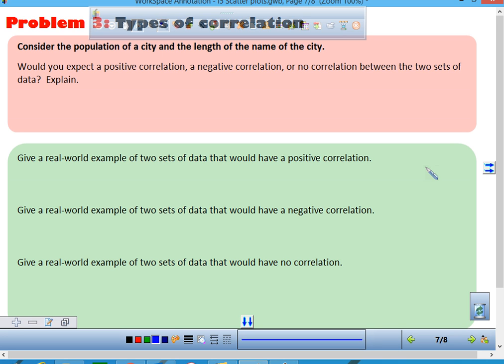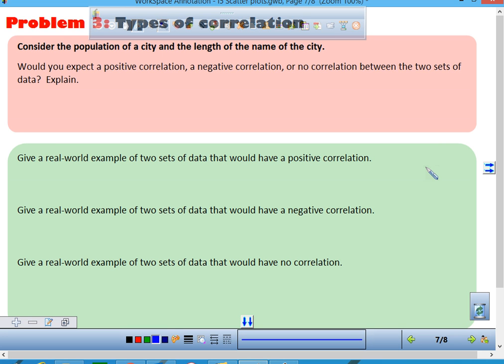Now what I want you to do, think of 2 real-world variables that would have a positive correlation. So as one increases, the other increases. Think of another example of 2 variables where they have a negative correlation. So as one increases, the other decreases. And then think of one that has no correlation. Okay?